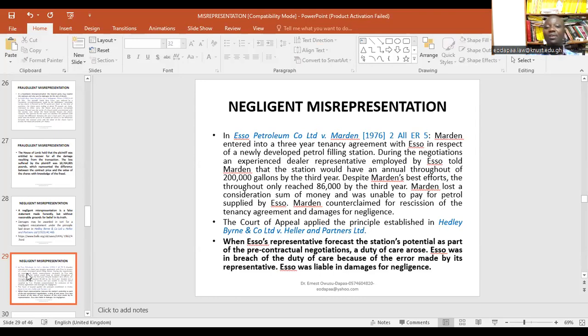So just still relying on the same facts that we know, as far as SL Petroleum is concerned, the court made the point that when the SO Petroleum representative made a forecast concerning the station's potential, in other words, how much money can be made, or the sales which can be made from that particular filling station, the court was of the view that the statement by the agent or the representative of the company regarding the sales potential of the station at the pre-contractual negotiation stage gave rise to a duty of care.